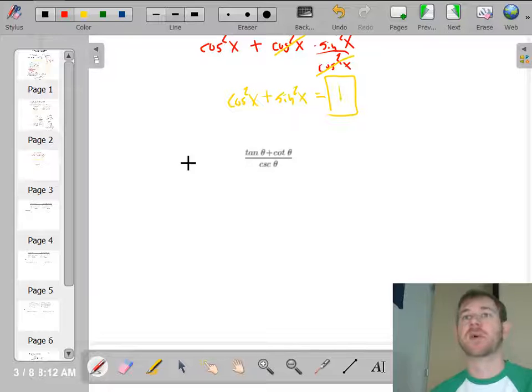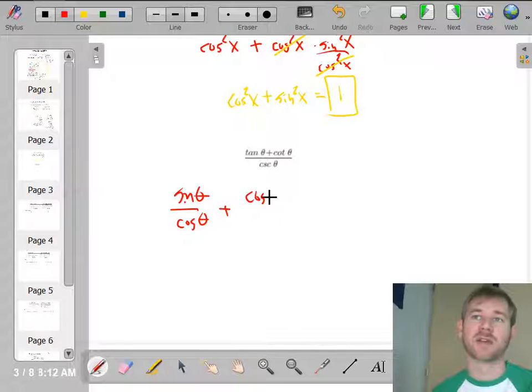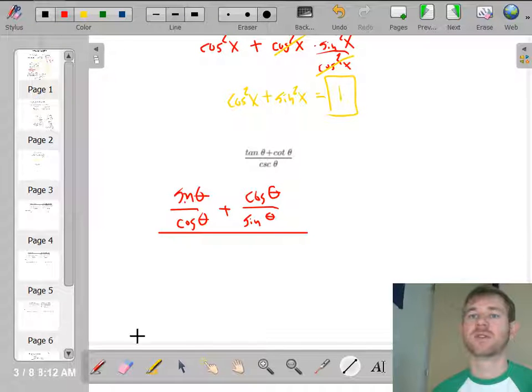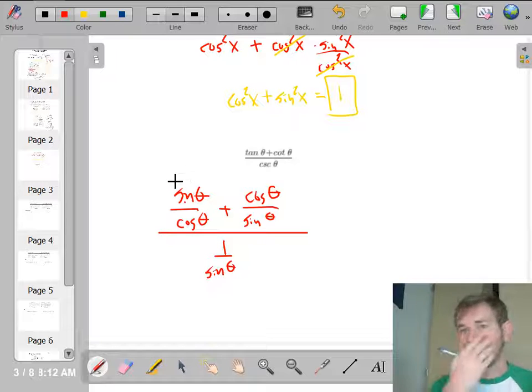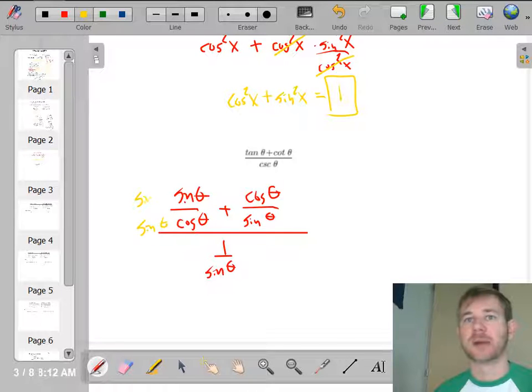Tangent theta. So that would be sine of theta over cosine theta. Generally, a good approach is to make everything in terms of sine and cosine. So cosine over sine, and then I have cosecant, which is 1 over the sine of theta. Now, to get a common denominator, I need to multiply these denominators together. So I'm going to give this guy a sine of theta in the top and the bottom, and this guy a cosine of theta in the top and the bottom.